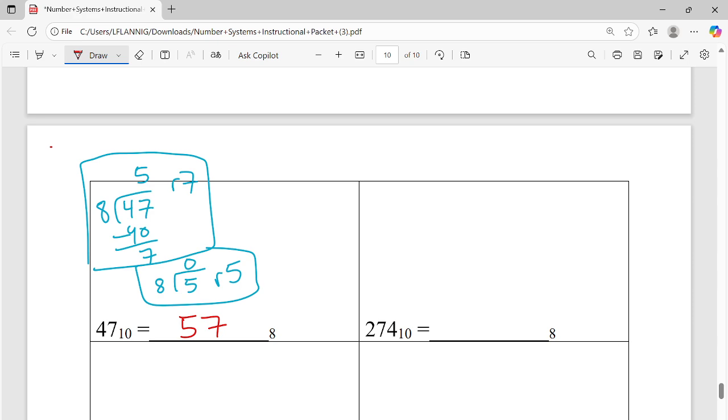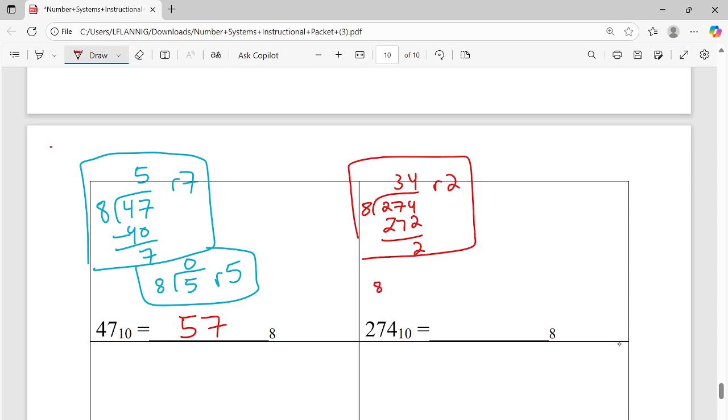Let's go to 274. So 274 divided by 8. So we just say, okay, 274 divided by 8 is 34.25. So I know it goes into it 34 times. But I'm not really sure what the remainder is. So what I can do is say 8 times 34 and get 272. With that, I can subtract and get 2. So we have a remainder of 2. So that's the first section.